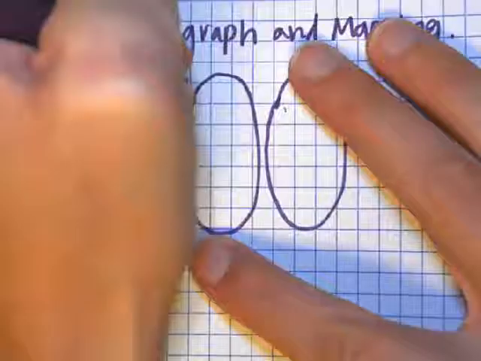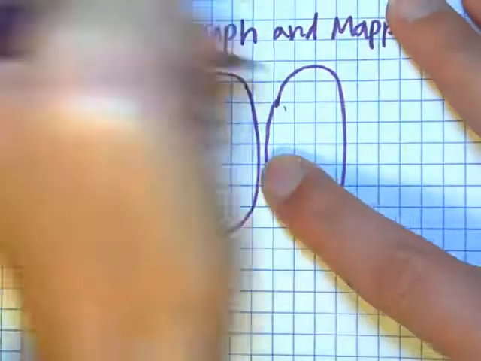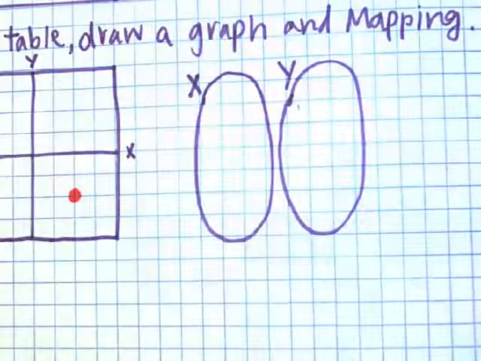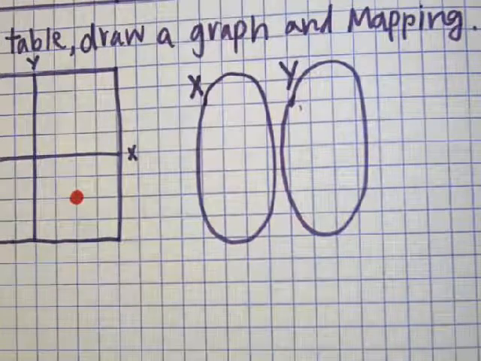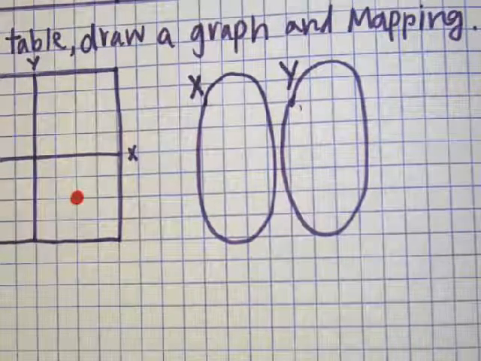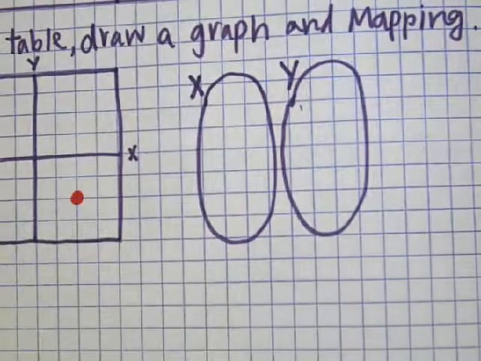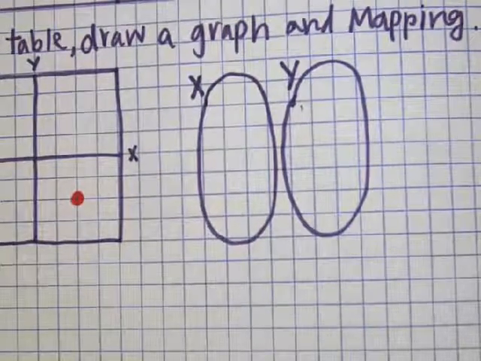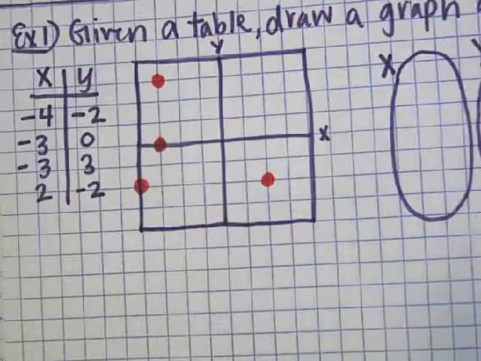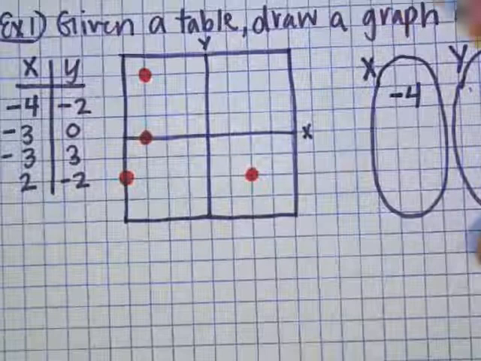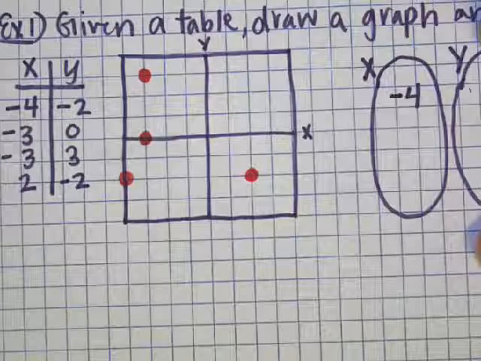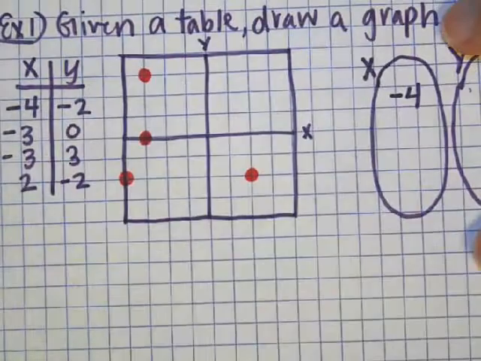The first oval is going to be my X values, and my second oval is going to be my Y values. The important thing about a mapping, your X's and your Y's have to be written least to greatest, and you cannot repeat numbers. So if I go look at my table, and I do my X's first, what's my smallest X? -4. That's the first thing I write in my mapping. And then the next number is -3. Well, I've got 2 -3s on there, and I can't repeat them, so I'm only going to write it one time.